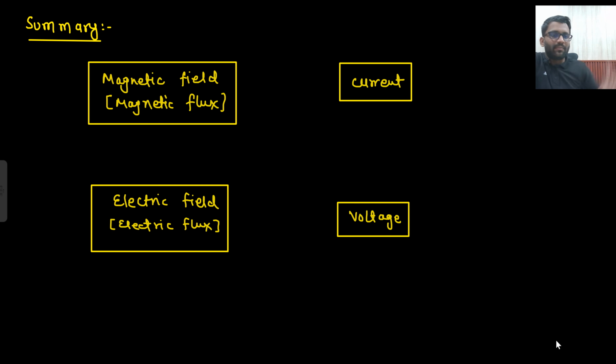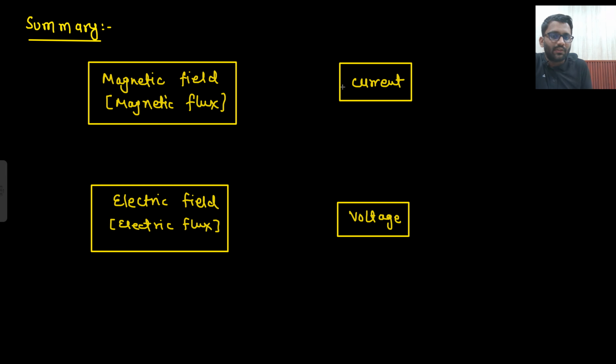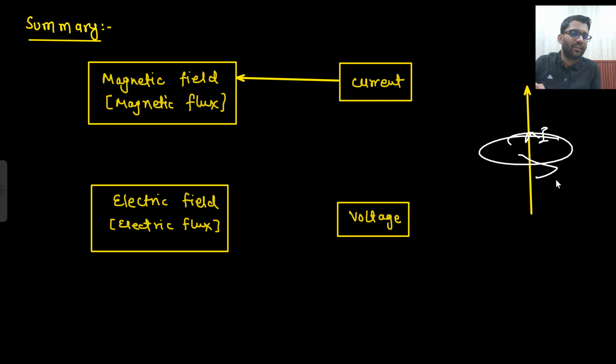So let's see the summary. What did we study? First, let's talk about static fields. If there is some current, there will be some magnetic field. What do I mean by that? This is a current carrying wire. If it is having some current I, there will be a magnetic field.